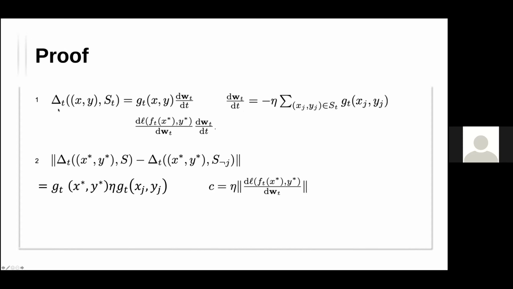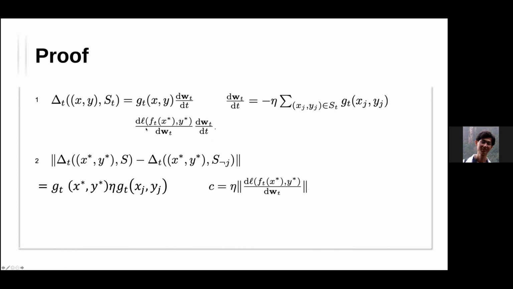Yes, the gradients is the gradient of the loss function with respect to the weights, at time t. So we write it in this form by the chain rule. And dw_t over dt is the gradient update. Right. Okay, I got it.